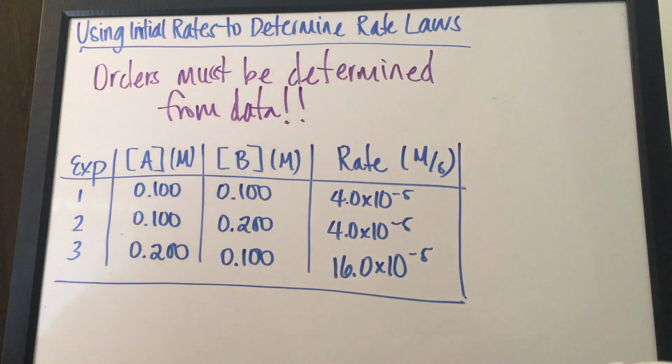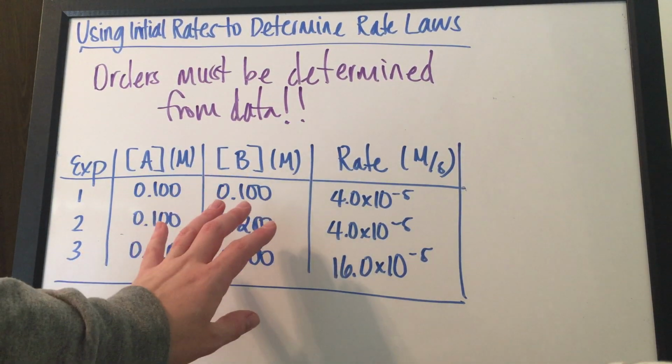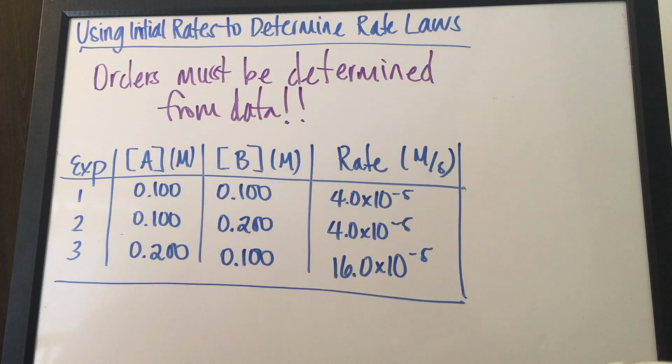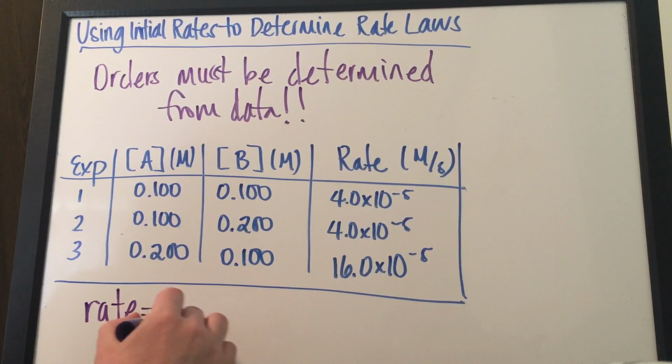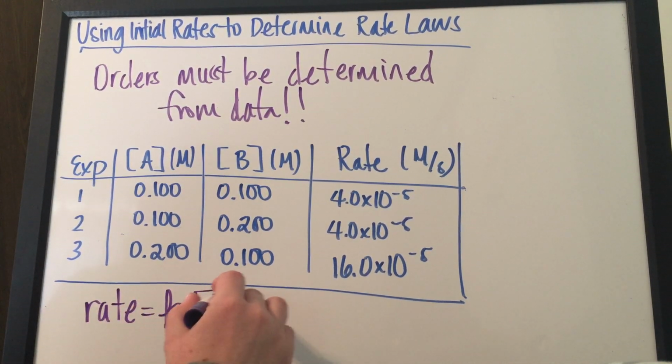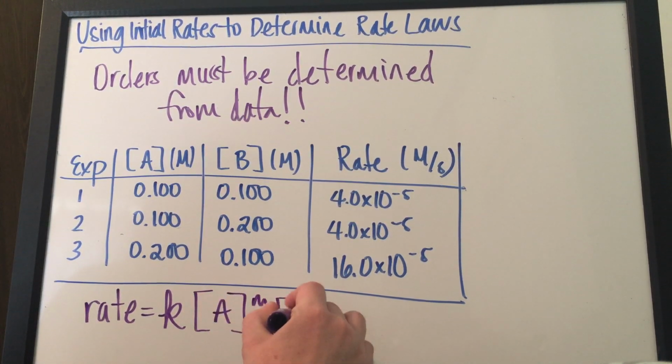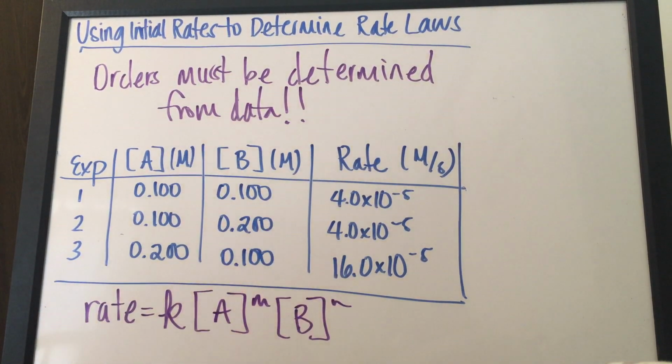So this is where I said earlier, you're going to get very used to seeing charts like this. And our job is going to be, we have to figure out what's the order on A and what's the order on B so that we can start to complete this rate law. So, in the end, what we're looking for is to write some kind of rate law that looks like that, where we can fill in a little bit more information, particularly where we can fill in M and N.